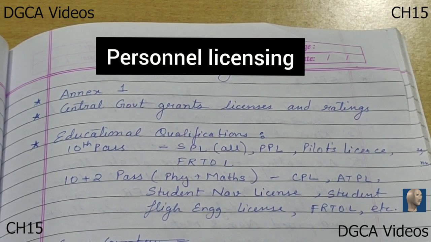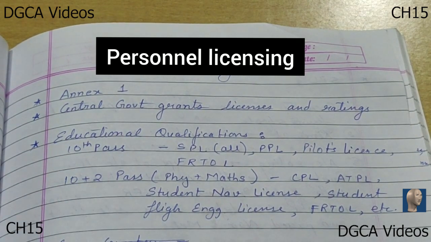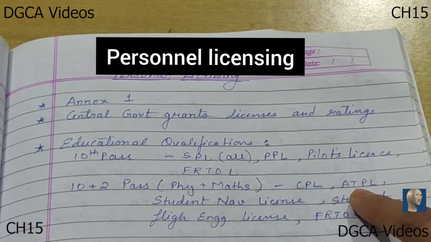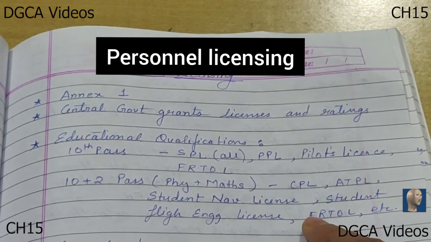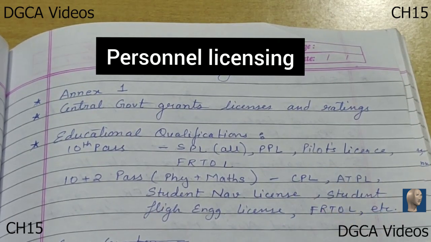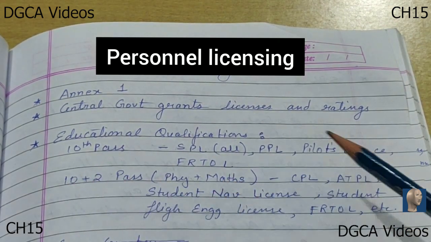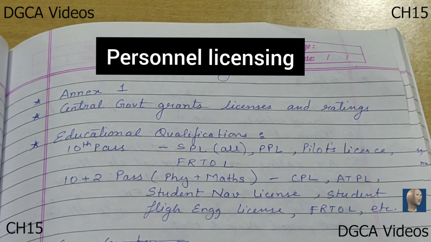And FRTOL, that is the flight radio telephone operator's license. For these, just 10th pass is required, from a recognized board or equivalent examination. And for commercial pilot license, ATPL, student nav license, etc., FRTOL also, 10 plus 2 with physics and mathematics is required.